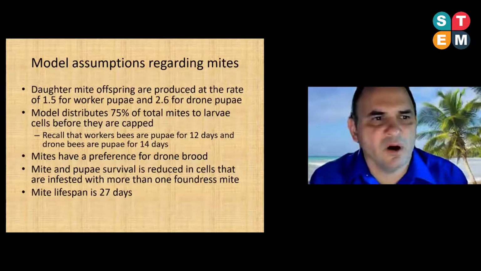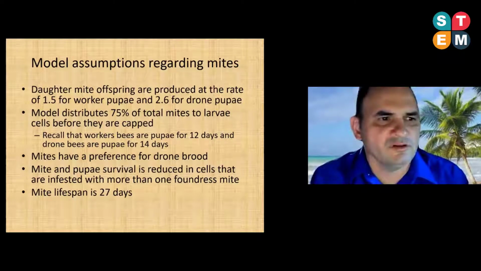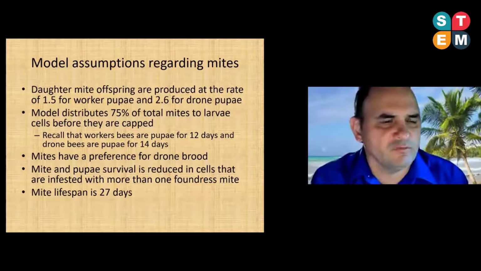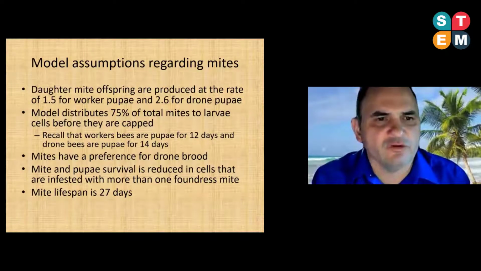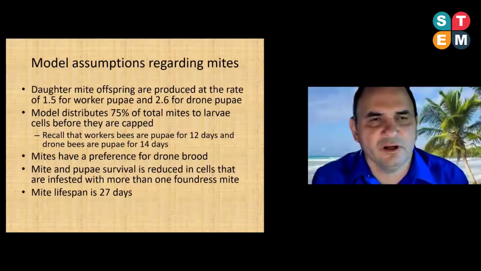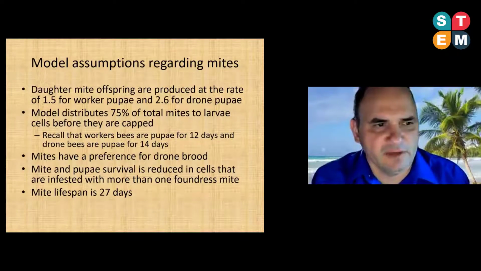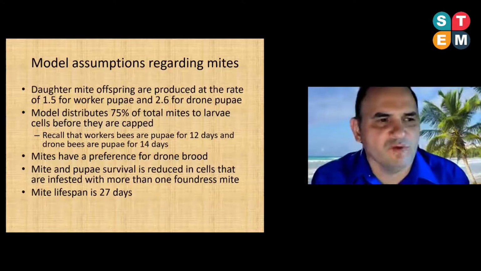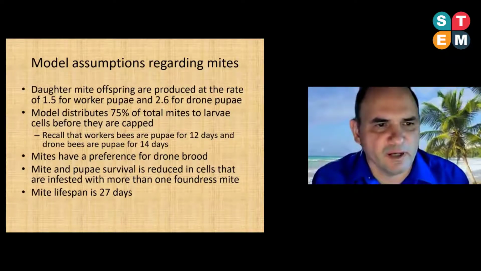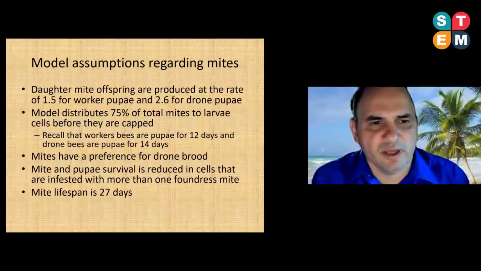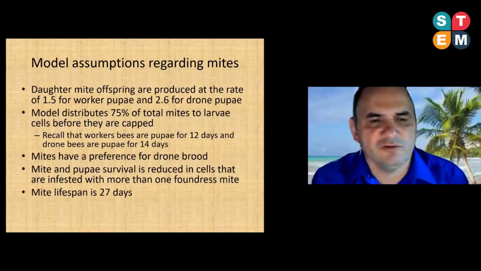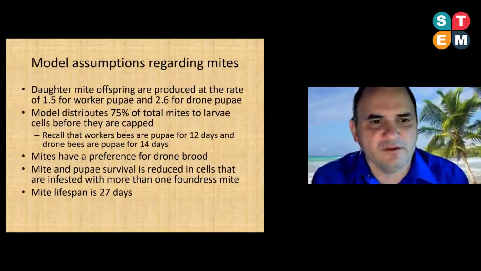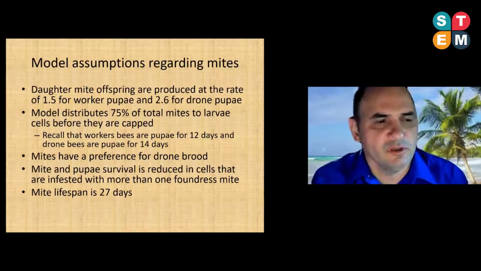In regards to the mite and the model assumptions, we assume that the daughter mite offspring are produced at the rate of 1.5 for the worker pupae and 2.6 for the drone pupae. So a foundress mite will enter into one of the honeycomb capped cells, or before it's capped, and then after the 12 days, 1.5 additional mites will be produced for that foundress mite in a worker pupae, and 2.6 mites will be produced for the drone pupae. This is partially due to the fact that the drone pupae remain there for 14 days compared to the worker pupae, which remain in that phase for 12 days.